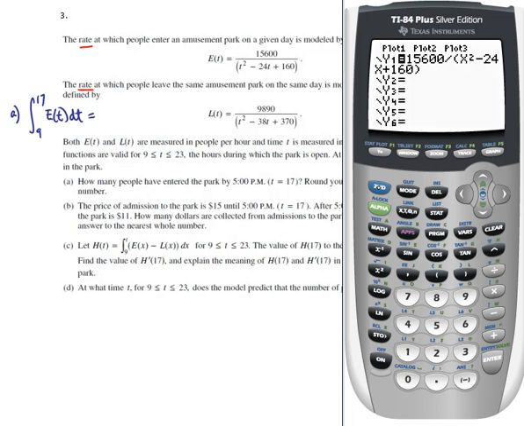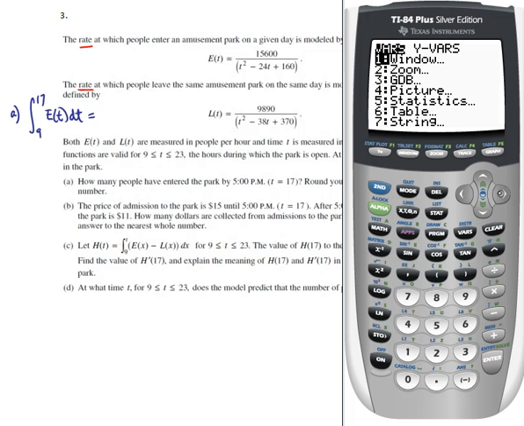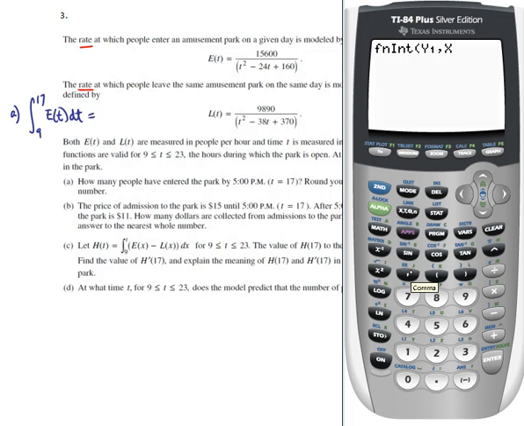Instead, I'm going to use the math up arrow fn int. That helps me to find the integral. My function is vars, yvars, function y1. I want the integral of that y1 function. Now I have to tell it the variable of integration, which is x. It will always be x. And from 9 to 17, close paren, and it gives me 6,004 rounded to the nearest person, so the answer will be 6,004.